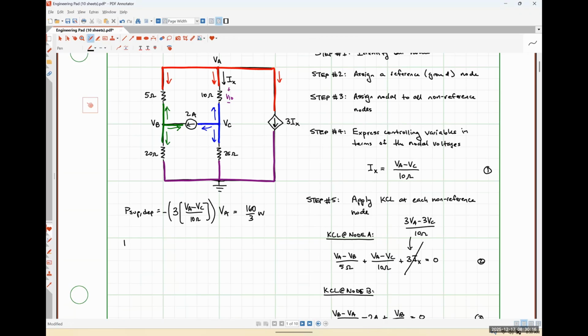How much power is supplied by our 2 amp source? Well, I think very obviously the current from the 2 amp source is 2 amps. Okay. I don't think anybody's going to argue with that one too much. What voltage should I put?